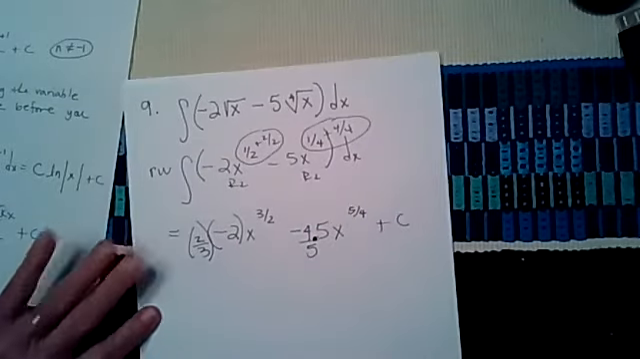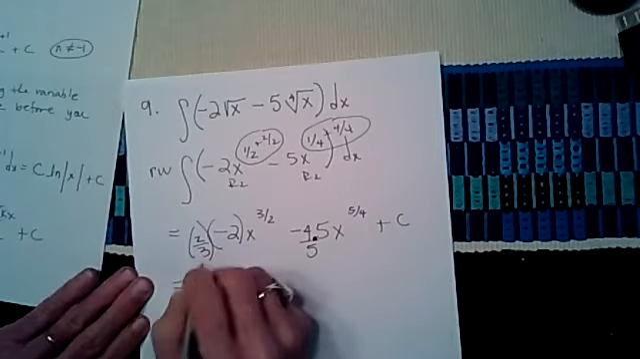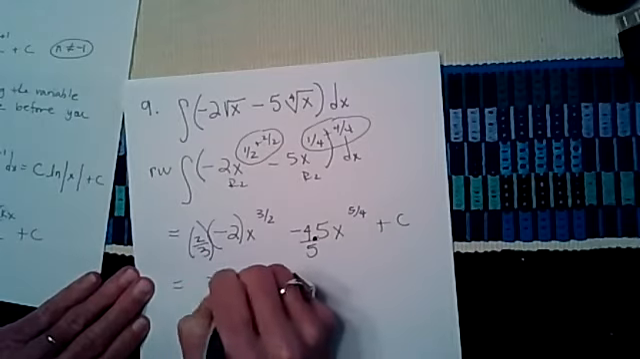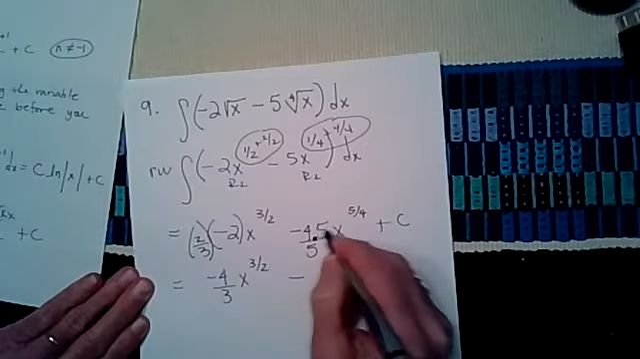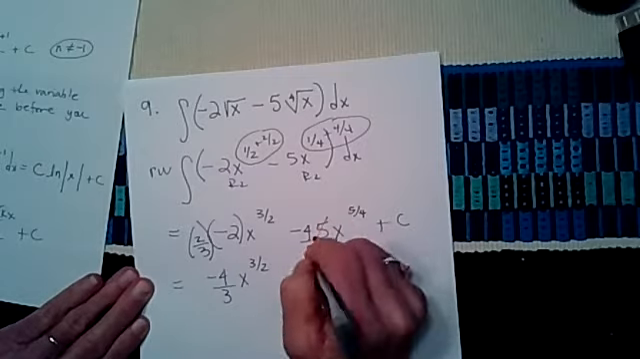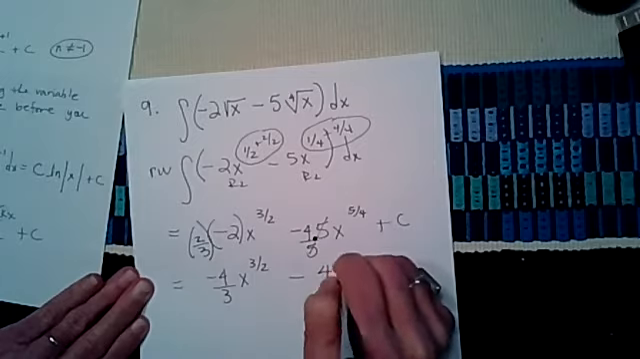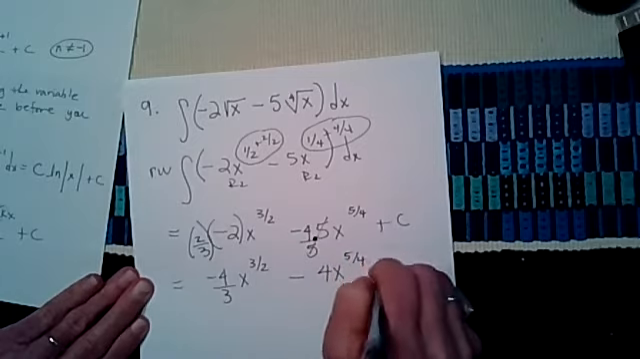Okay, so when I simplify, that's going to be negative 4/3 x to the 3/2 minus, you can call that negative 20 over 5. You can cancel that 5. 4x to the 5 over 4 plus c.